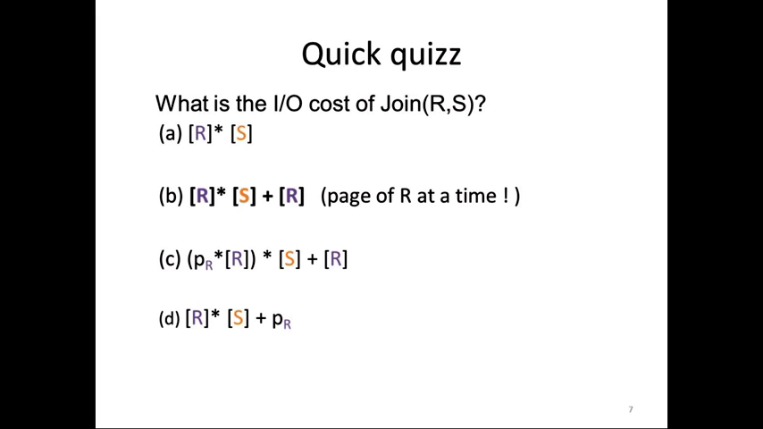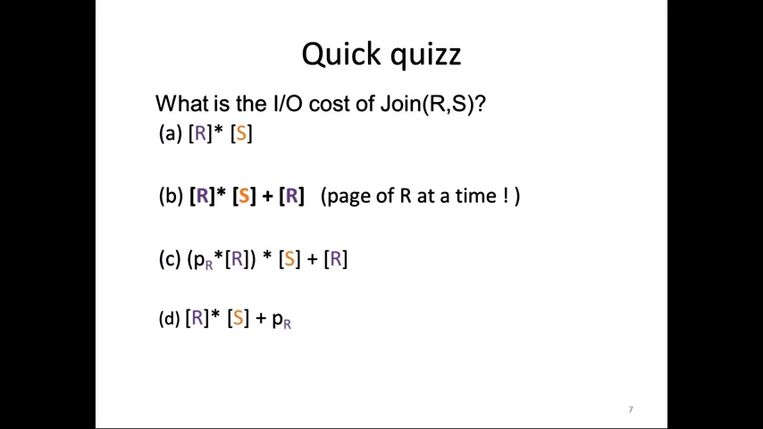But this is, let's say, the surface cost that we might choose here, but it's not the actual cost, because obviously we don't read Reserves one record at a time. We read it one page at a time. And therefore the cost is reading Reserves, so the number of pages of Reserves, and then for each page worth of data of Reserves, we scan S entirely. So we don't scan S naively for each record of Reserves, but for each page of records of Reserves.